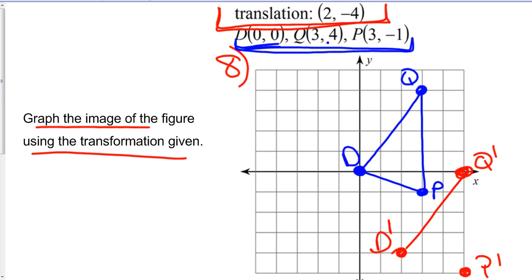Okay, and yes, you do need to connect the dots. So in this problem, not only do I have to have the original triangle with the original points, which is in blue, but then I also have to have the new triangle with the new points. Notice how they are prime, D prime, Q prime, P prime, and I've got to make sure that I'm graphing it all very simply. And it's just counting, but you just got to make sure that you're counting properly. Okay?